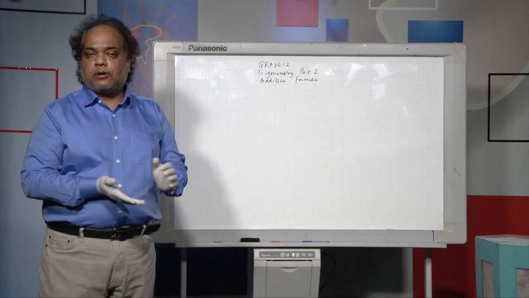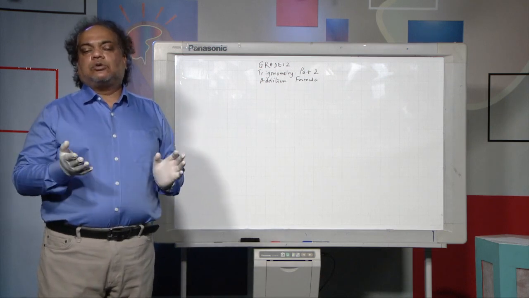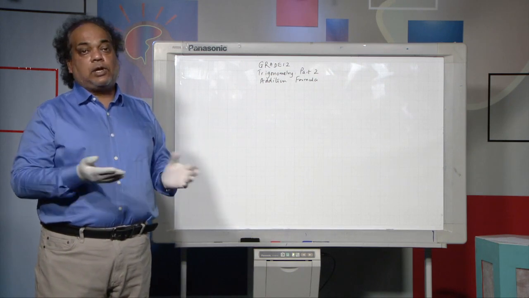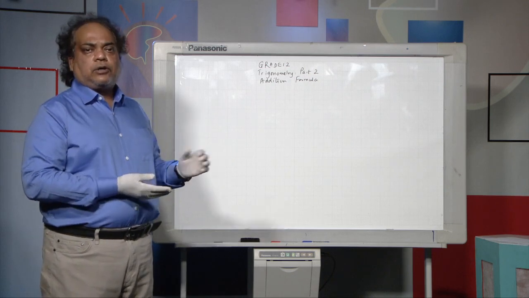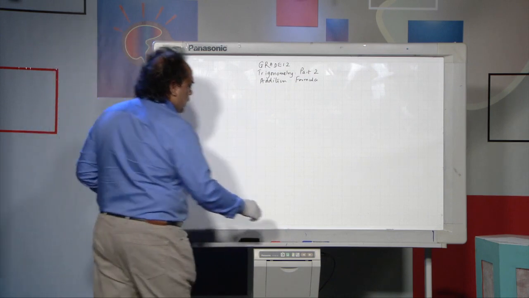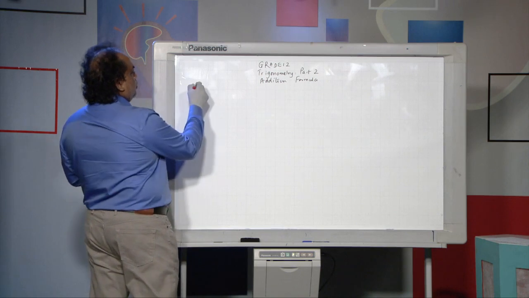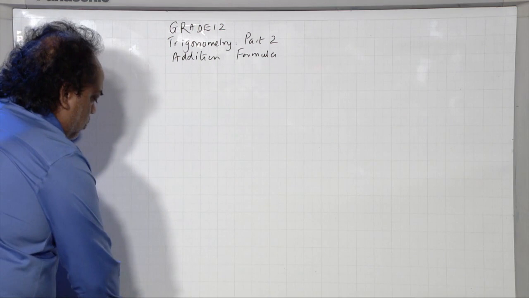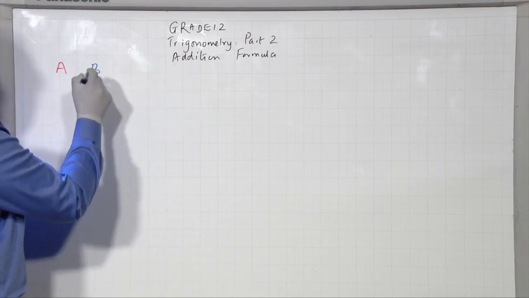You remember in part 1 we looked at double angle formula and we saw how to use double angle formula to solve trigonometric equations as well as to prove trigonometric identities. Today we are going to look at addition formula. Now suppose that we have two angles A and B, both are either measured in radians or both are measured in degrees.